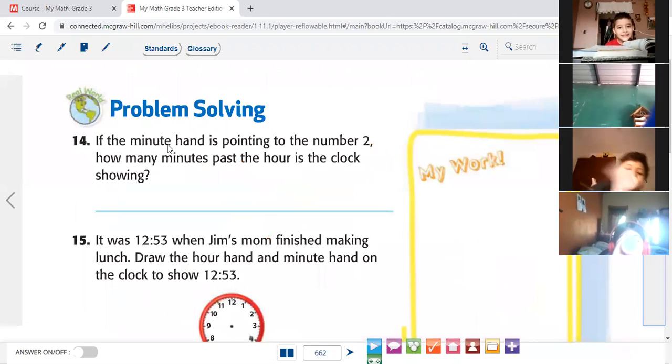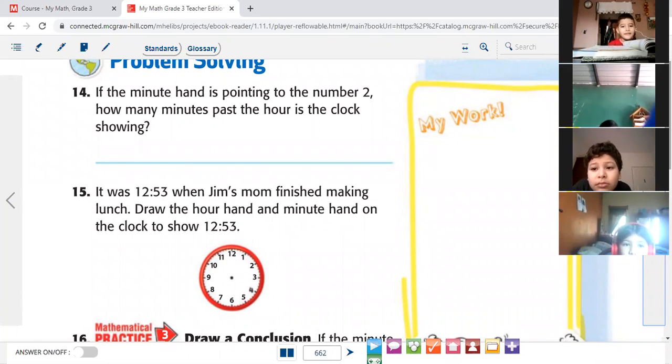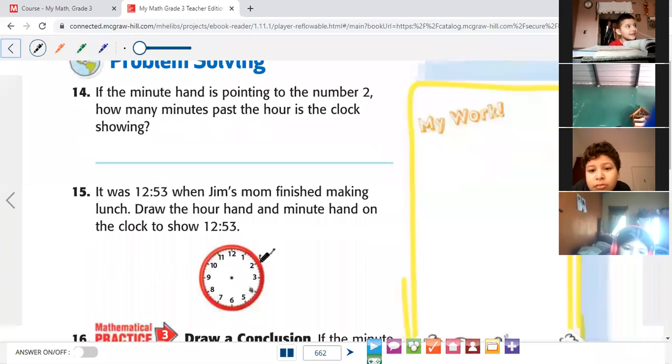Number 14. If the minute hand is pointing to the number 2, how many minutes past the hour is the clock showing? Now, we're going to use the clock that we have in here to answer number 14. How many minutes have passed? Sergio, do you want to answer? Do you know how many minutes have passed? Remember that we have to skip count by 5. So how many minutes have passed on the number 2?